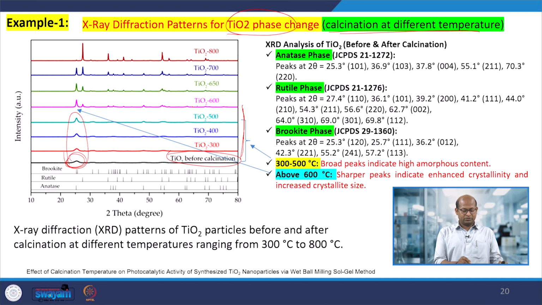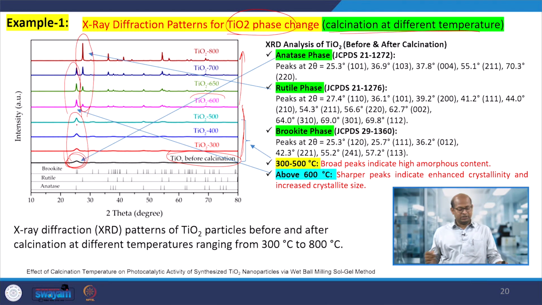After 500, from 600 onwards you can see this particular phase intensity gradually increases and this particular phase gradually decreases. This particular phase is the rutile phase of TiO2, and this is the anatase phase of TiO2. At low temperatures, in samples calcined at low temperatures, the anatase phase was dominant. There was no formation of the rutile phase at low temperature, but when we gradually increase the calcination temperature to high temperature, the anatase phase gradually converts into the rutile phase. Such phase conversions we can easily see.